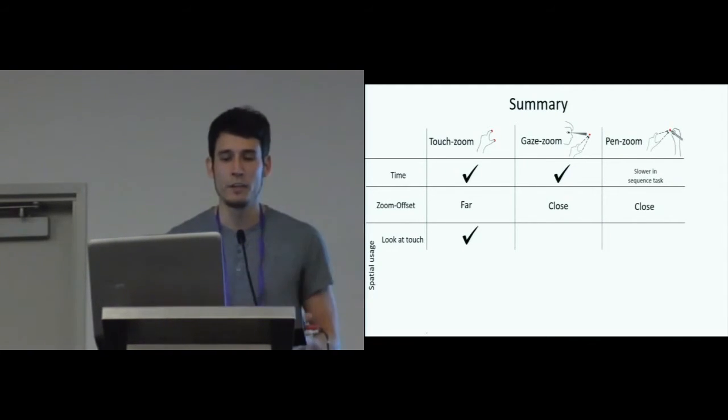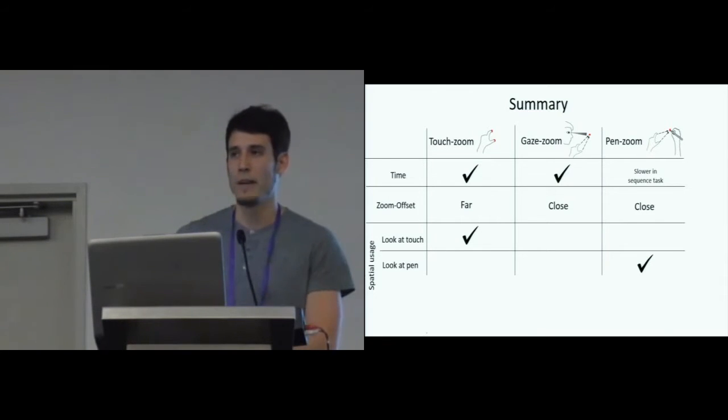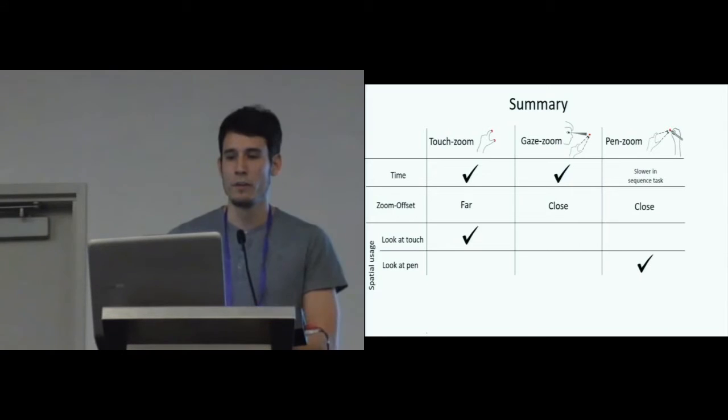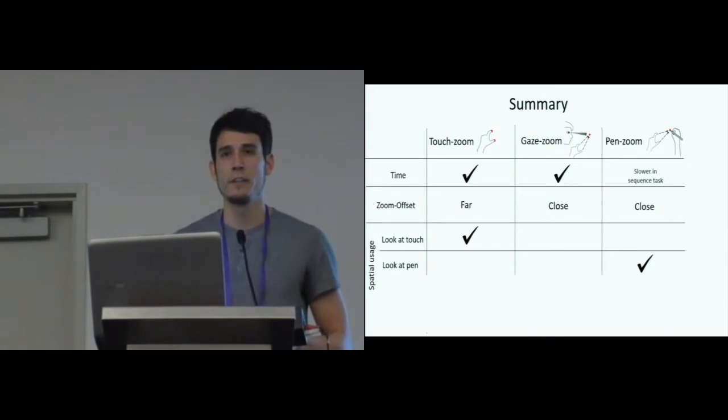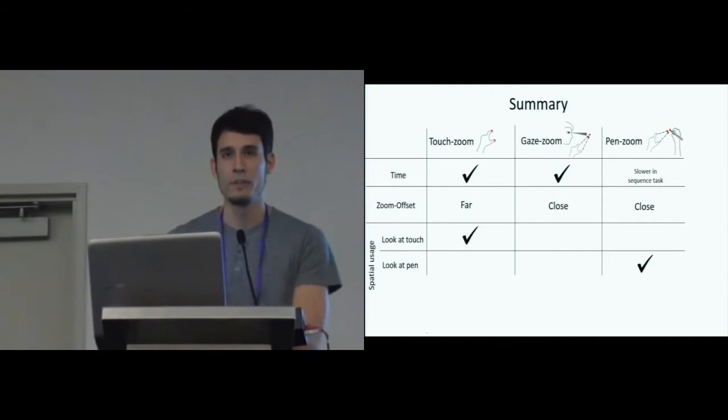So with direct touch, users look much closer to the touch positions. With the pen zooming technique, users were looking closer to the pen, to the dominant hand. And this also in turn shows that using the gaze zooming technique, it is independent of where the hands are, because there we did not find any correspondence to either of the hands.